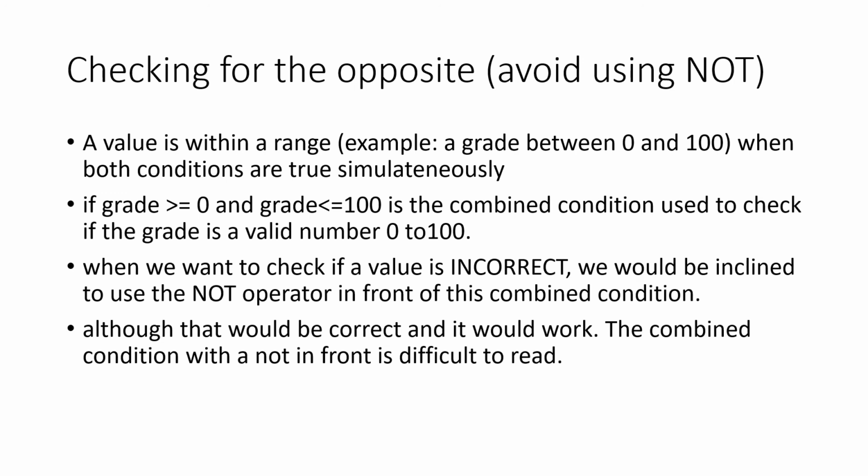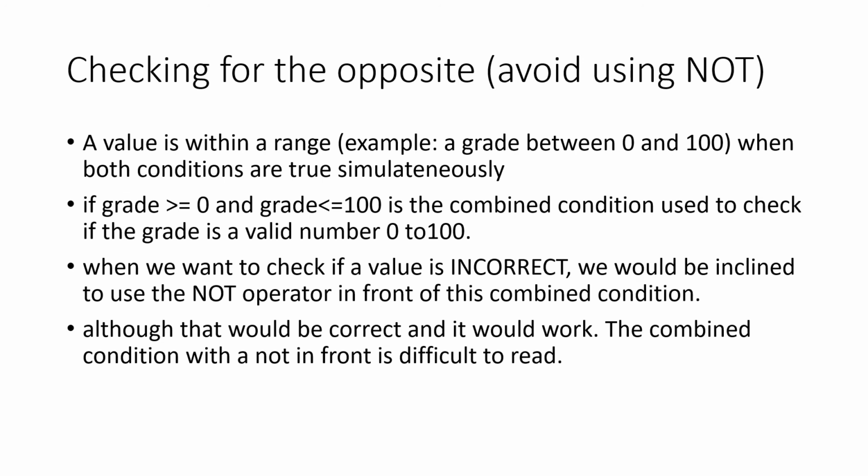Well, what happens is that if we use not, it's very difficult to find it in the code. So we try to avoid it. So let's see what I have written here. A value is within a range, example, a grade between 0 and 100, when both conditions are true simultaneously. If grade is greater than or equal to 0 and grade is less than or equal to 100, that is the combined condition to check if the grade is a valid number 0 to 100.